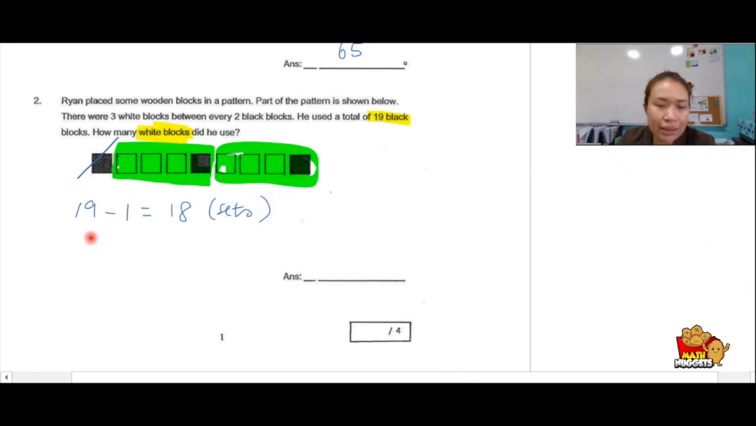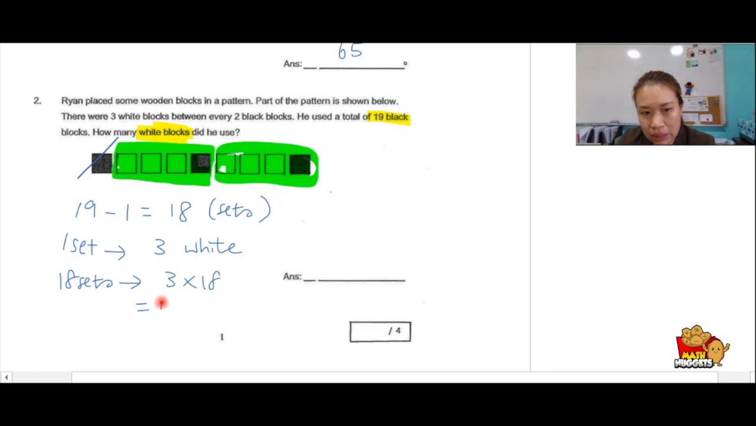So in one set, we have 3 white. And if you have 18 sets, you would have 3 times 18, which is 54. 54 white blocks.